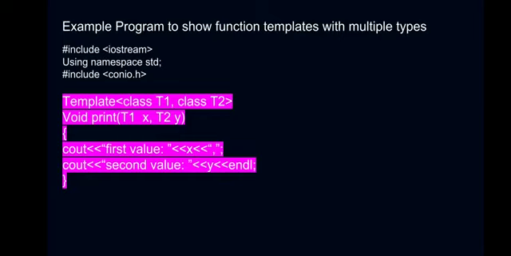You can create more than two. In this example I have taken only two generic variables, but if you want, you can create more than two generic variables separated with commas. Every generic variable should be preceded by the keyword class and separated with commas.